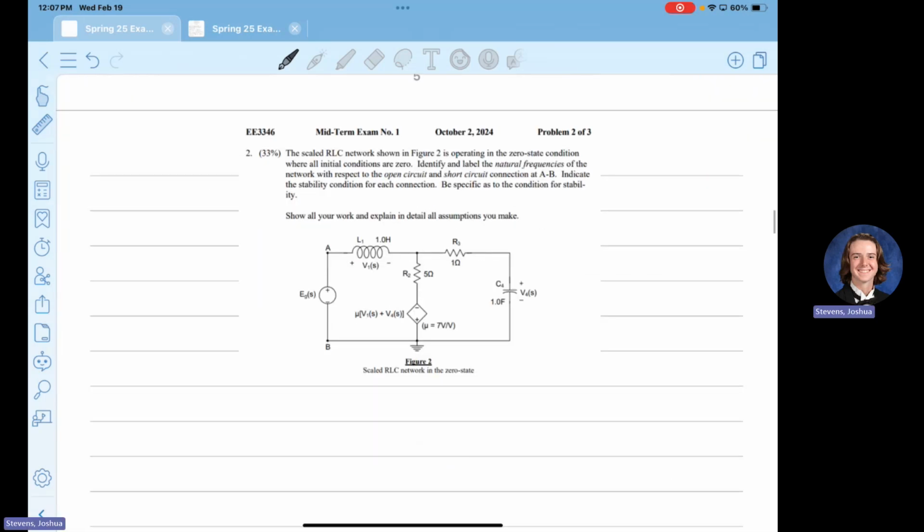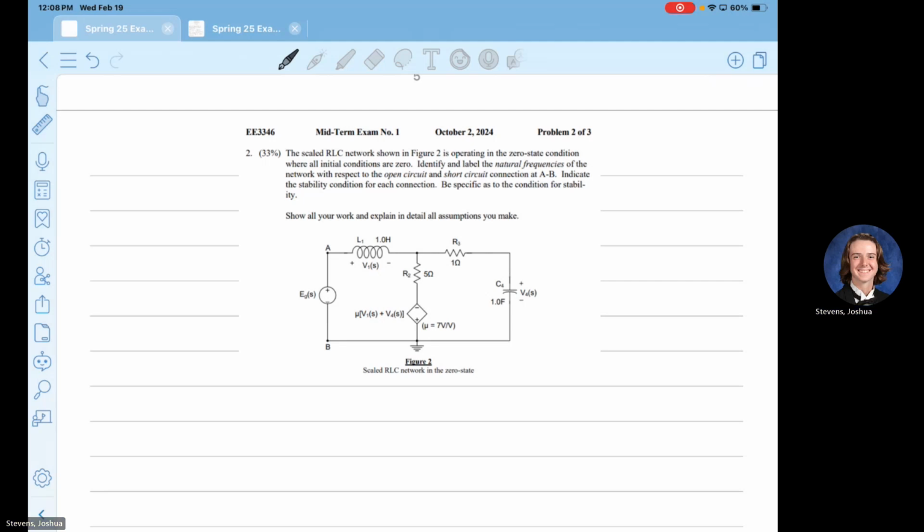Okay. Open circuit, short circuit, natural frequencies. That's what this problem is. I'll read it. The scaled RLC network shown in figure 2 is operating in the zero state conditions where all initial conditions are zero. Identify and label the natural frequencies of the network with respect to open circuit and short circuit connections from A to B. Indicate the stability conditions for each connection. Be specific as to the connection for stability.